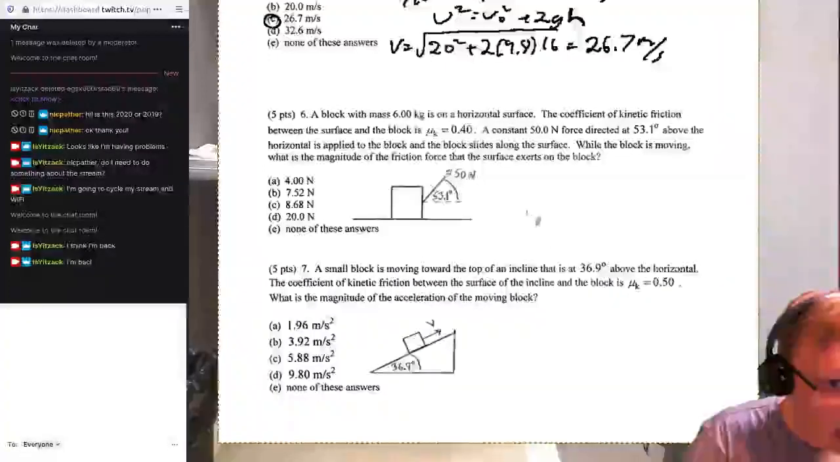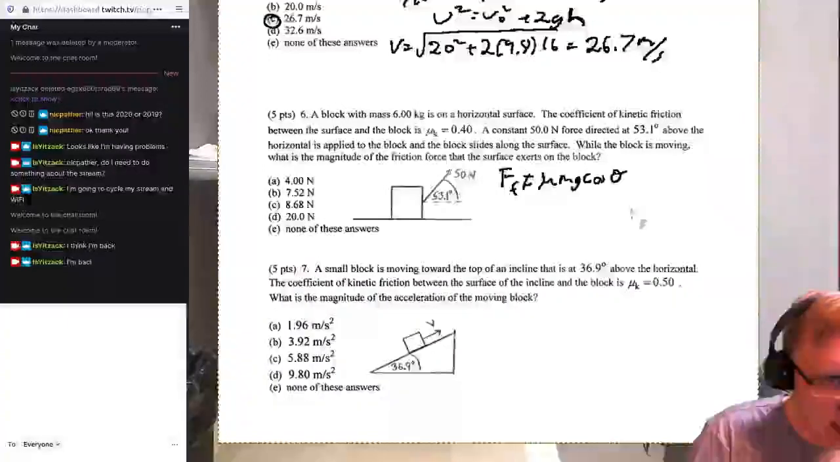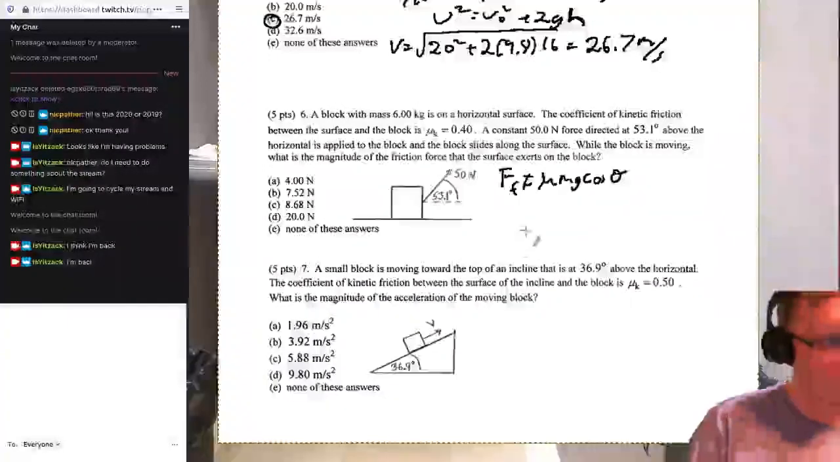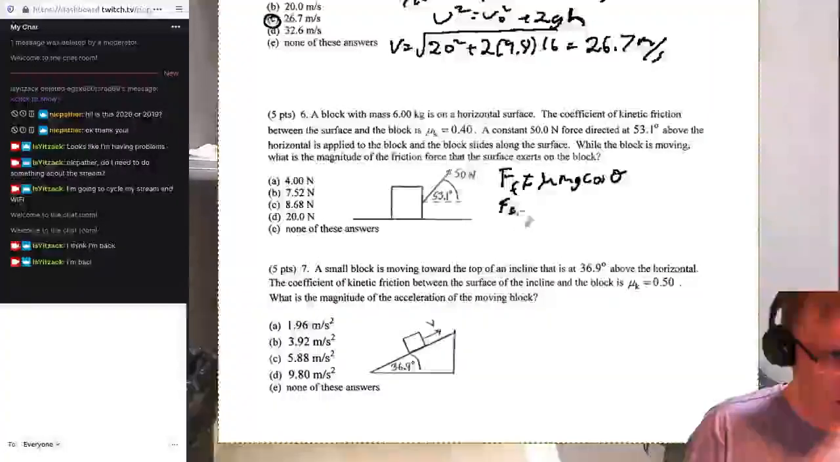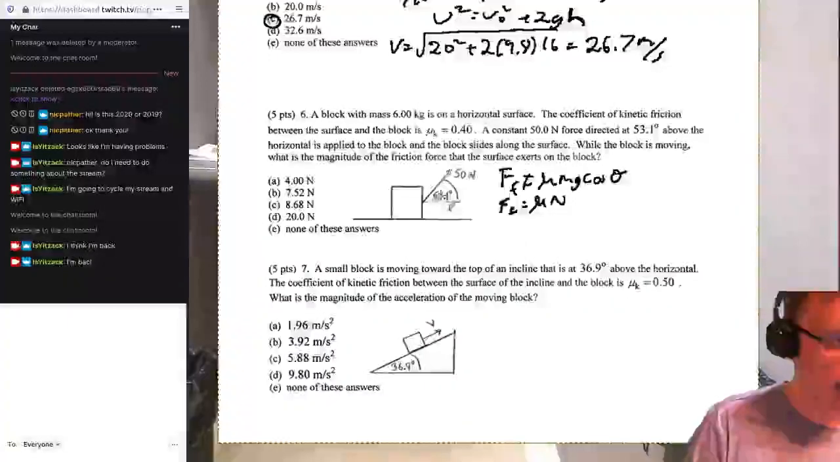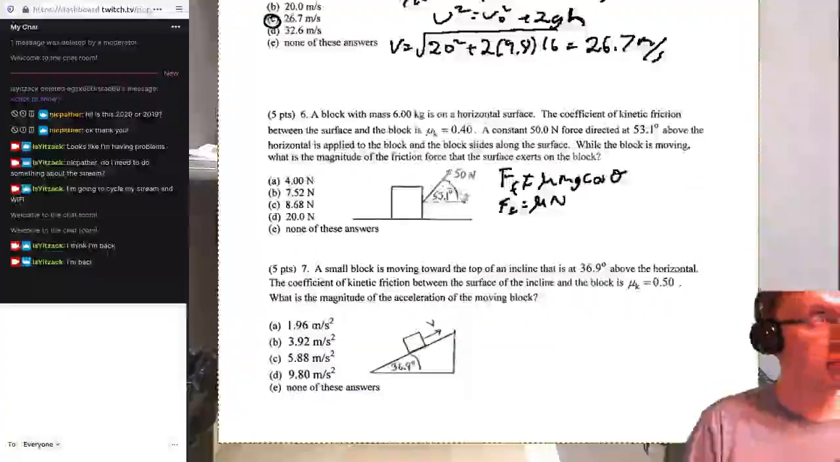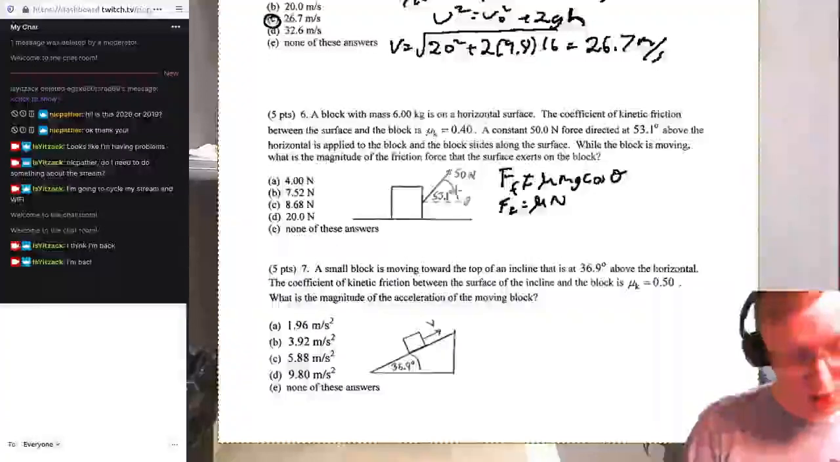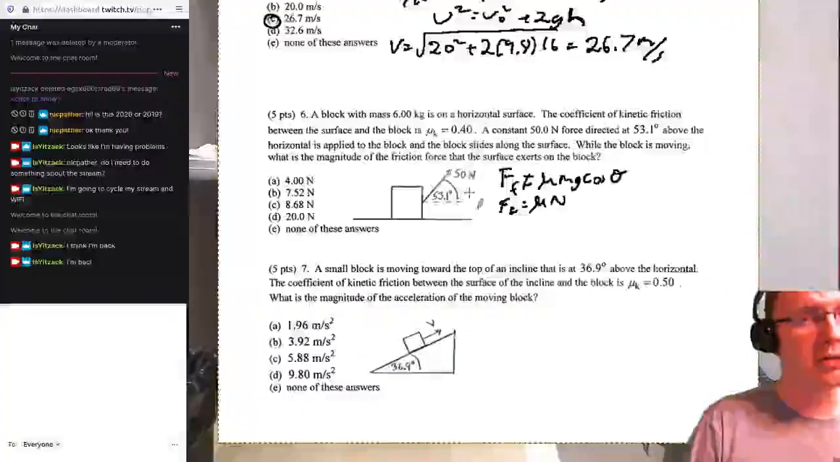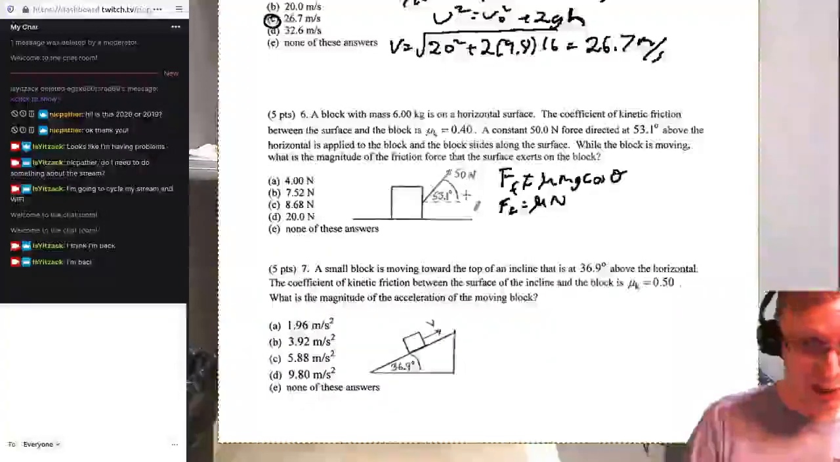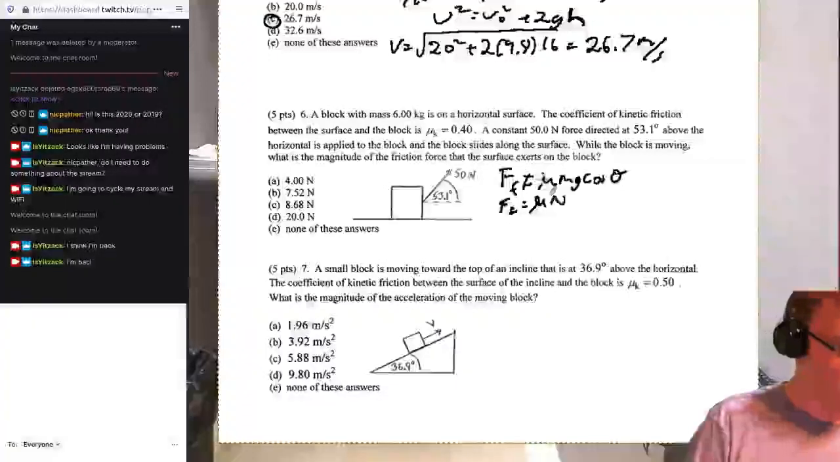Alright. So this is a case where force of friction is not equal to mu mg cos theta, because force of friction is always equal to mu times the normal force, and there is an extra vertical force from the tension, which will reduce the requirements of the normal force. So I gotta watch out for that.